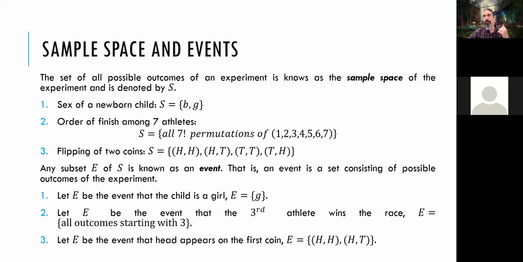Now, for example, there can be an event where the newborn child is a girl. So the only outcome is the G outcome, that's it. Or we can say that the third athlete has won the race. So we are talking about all the other outcomes, which is 6 factorial outcomes, because we already know that the third one is placed in the first rank. So the other remaining 6 athletes will be in any of the other ranks. So it's 6 factorial. Or we can be talking about the event that head has appeared first on those 2 coins. So it might be head-head or head-tail. So there are 2 outcomes, 2 elements in that event.